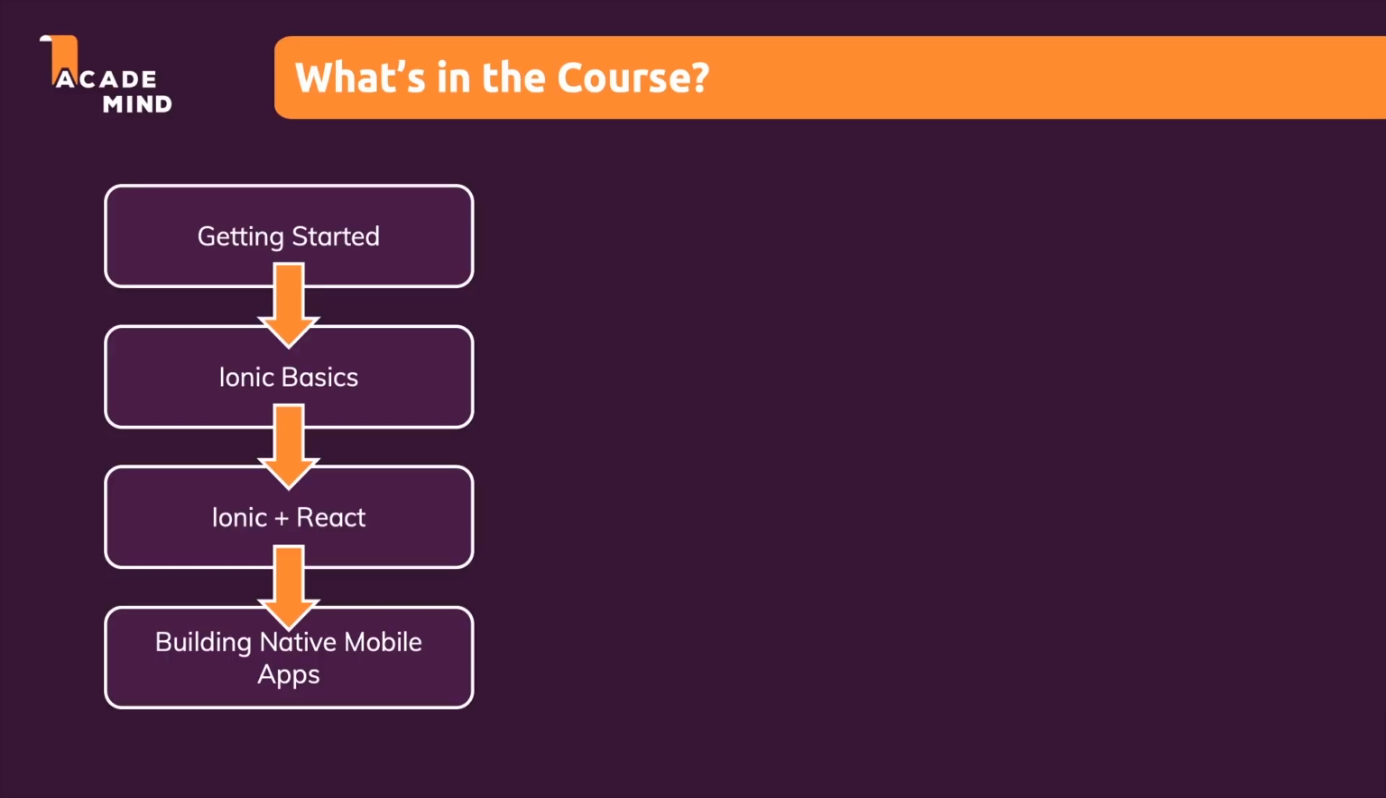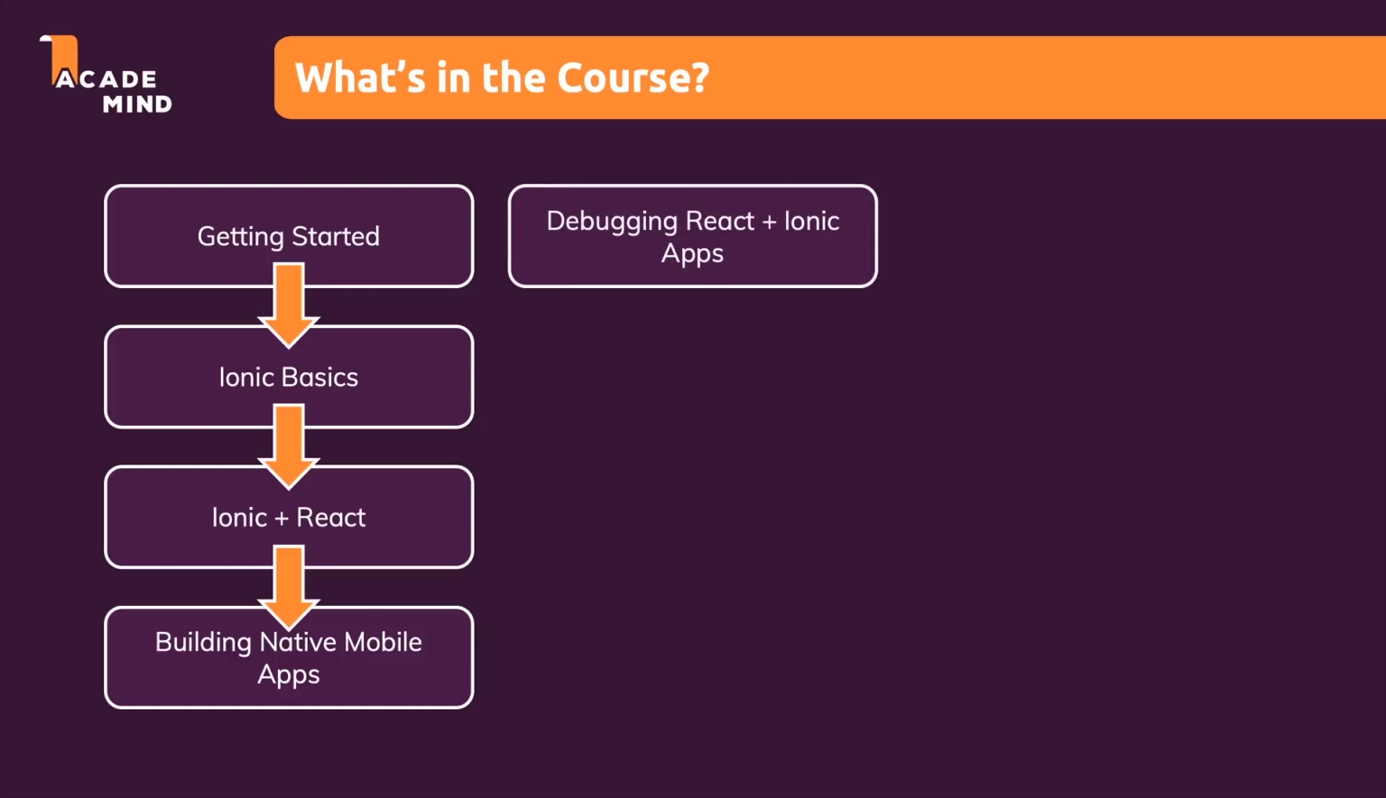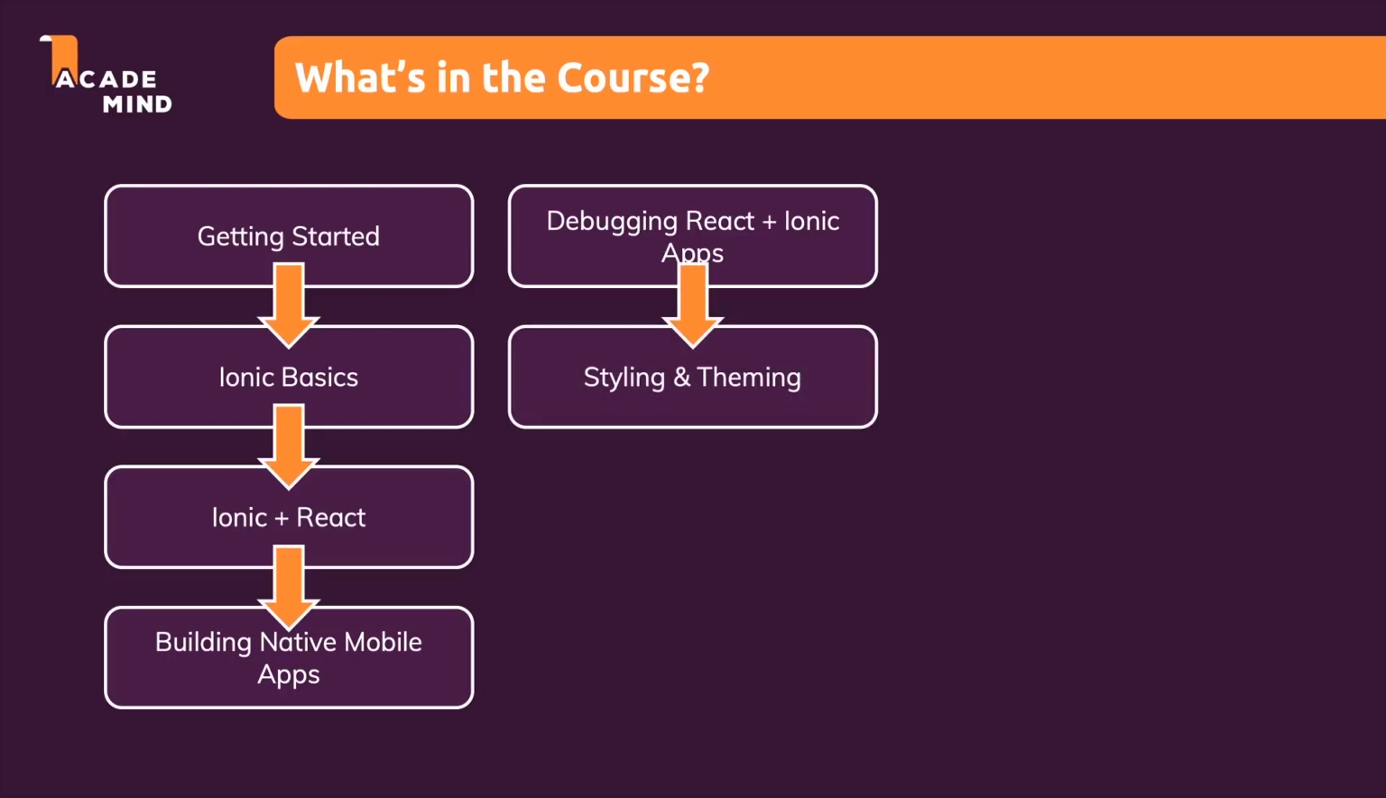Now when you're writing code, sometimes things go wrong. So therefore we'll also have a module on debugging where you can learn how to find and fix errors. And even if your app is error-free, you of course want to make sure it looks good and it incorporates your corporate identity or a common theme. Ionic gives you rich tools for that, and we have a whole module in this course where we will dive in detail into the different styling and theming options Ionic gives you.